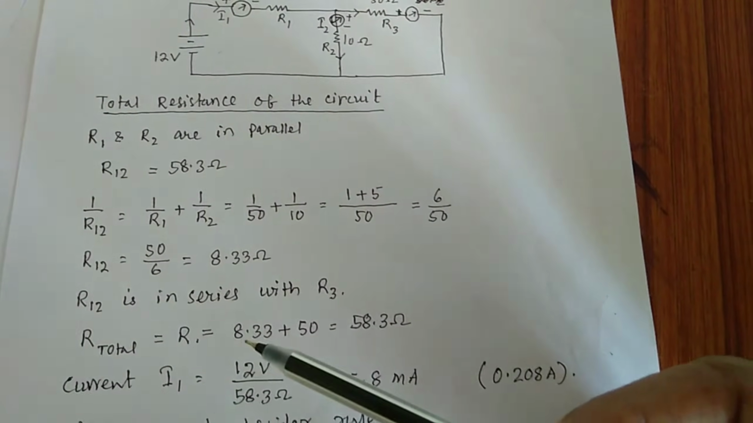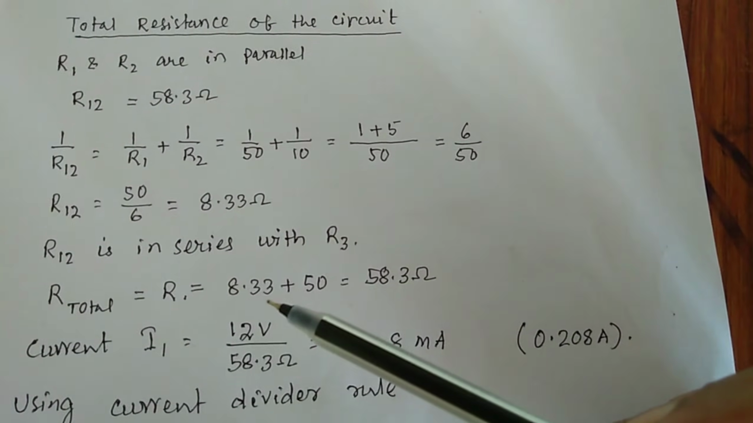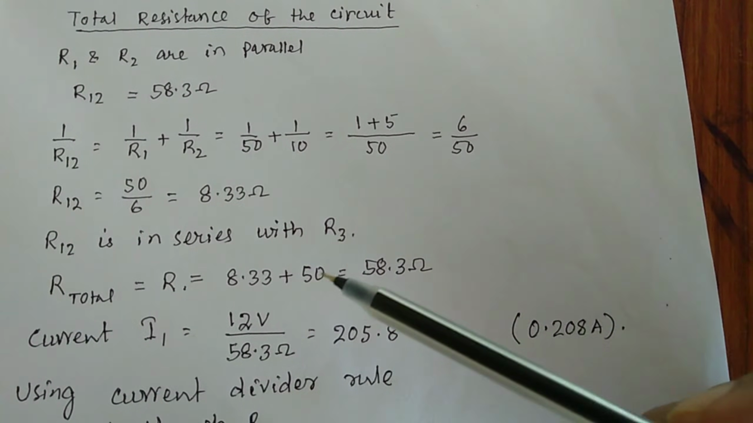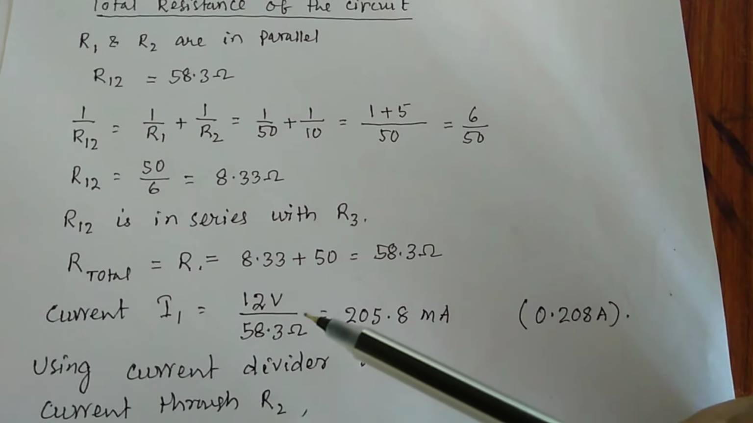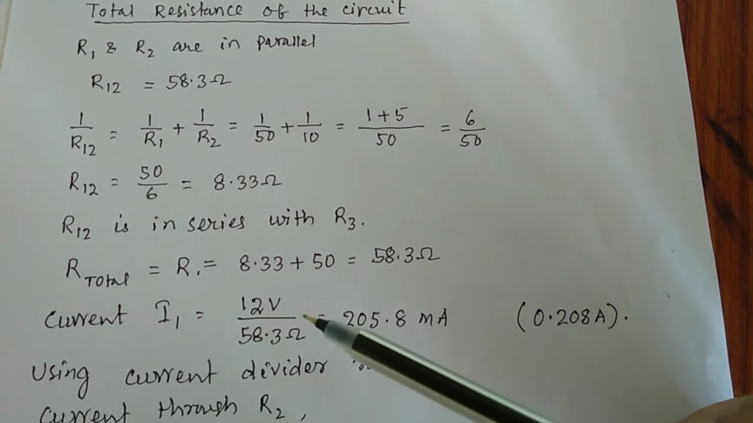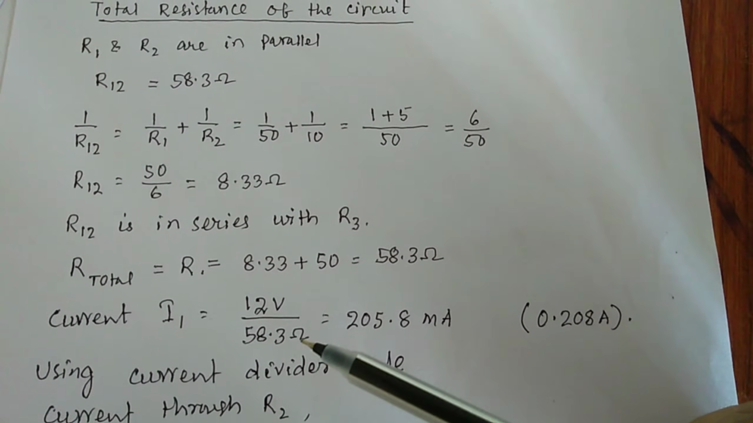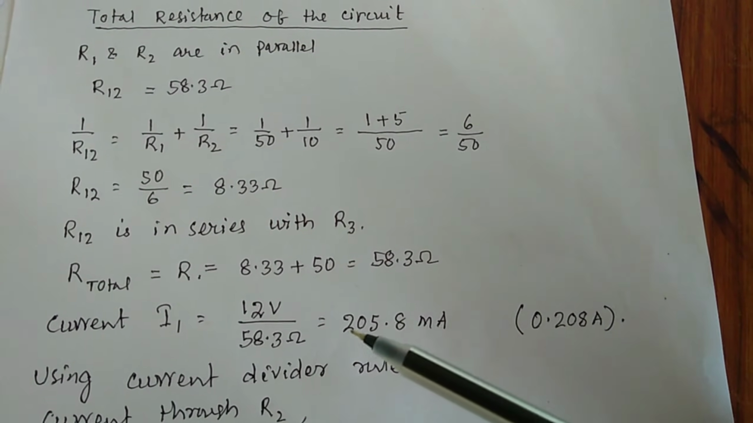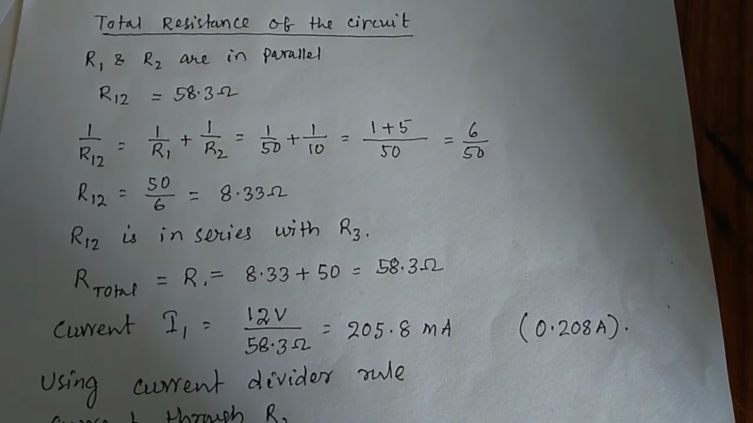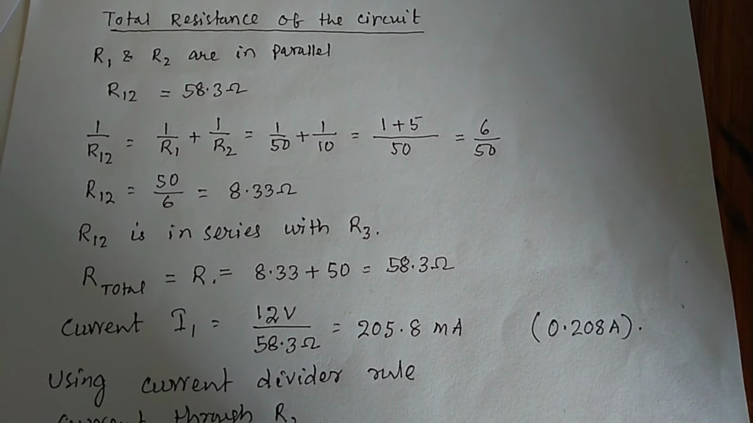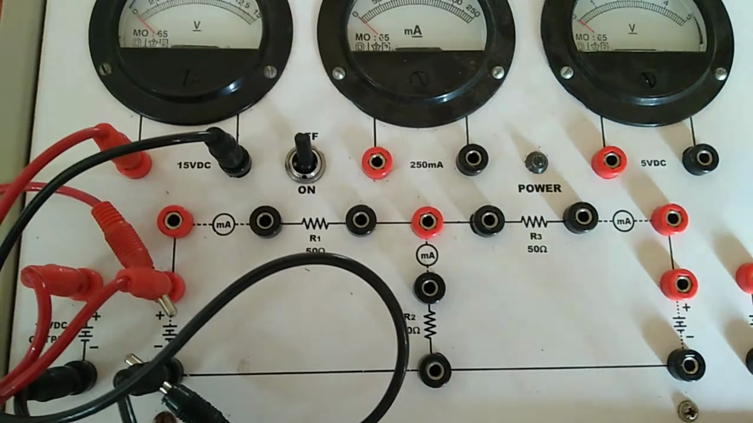Then you see R3 is in series with R12. So for parallel it is 8.33 and for series plus 50, so it will be equal to 58.3. So the equivalent resistance will be equal to 58.3 ohm. Then what will be the current? The current will be equal to voltage divided by the resistance, so it will be equal to 205.8 milliampere.